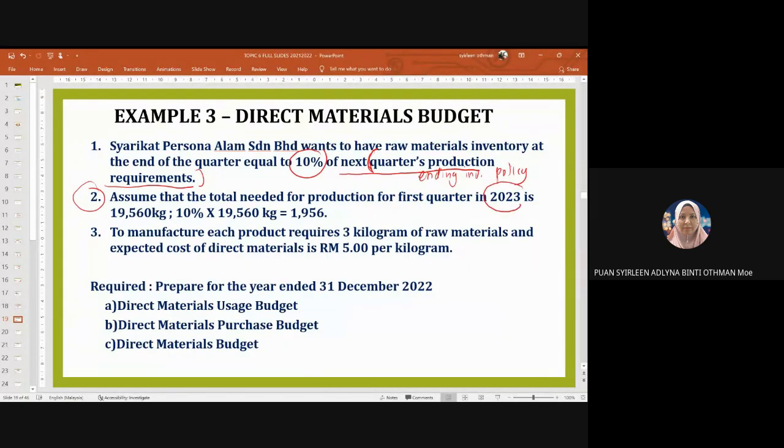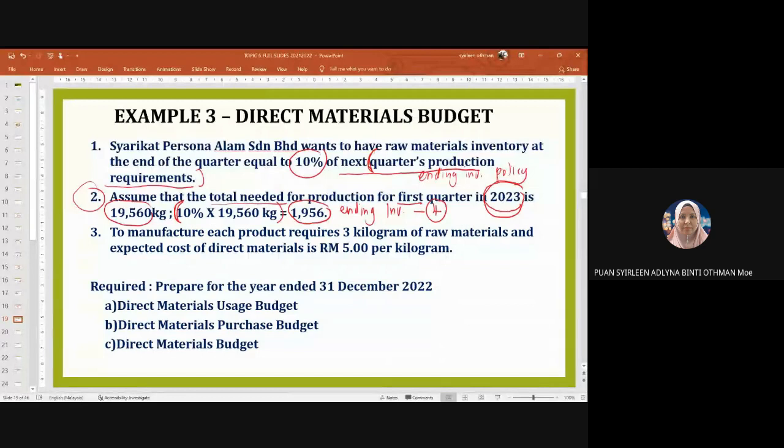Okay, the total required for the production in 2023 ialah 19,560 kg. So dia dah tunjuk dah dekat you, 10% multiply by 19,560. So ini sebenarnya dia bagi kamu maklumat untuk ending inventory di kuarter keempat. Sebab saya ambil tu daripada first quarter 2023. Right? Sebab tu dia bagi you maklumat. So this one easy lah sebab dia dah tolong kira untuk kamu. Kebanyakan soalan dia tak bagi pun. You kena kira sendiri. Okay?